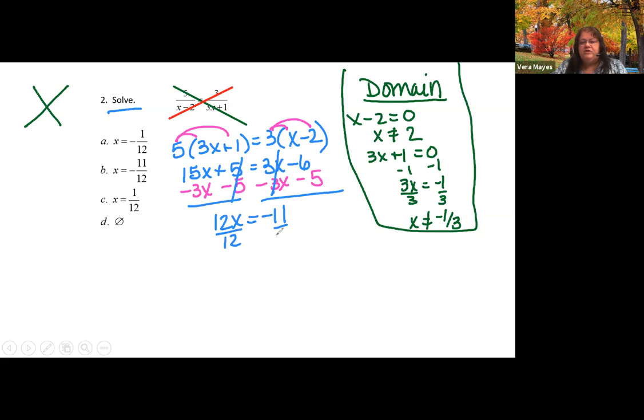And then I divide by 12. So I get x equals negative 11 over 12. Now that was not one of the values I said I couldn't use. So that's a good answer. And here we are at B.